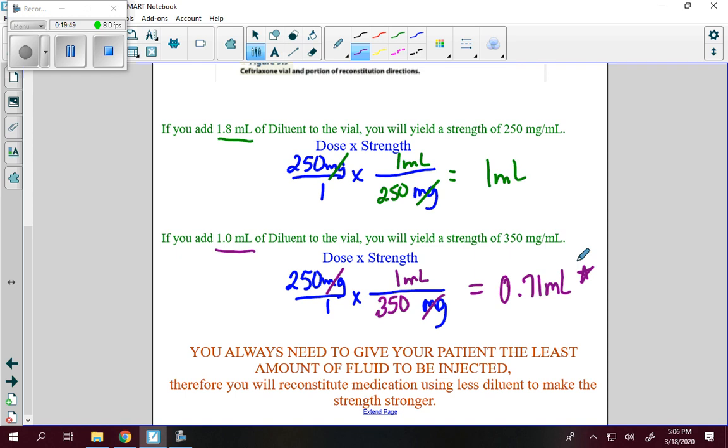Just like capsules and pills and stuff. You wouldn't give somebody 5 pills when you can give them 1. Just like milliliters here, you wouldn't give them 1 milliliter when you can give them just 0.71 milliliters. So you always need to give your patient the least amount of fluid to be injected. Therefore, you'll reconstitute the medication using less diluent to make the strength stronger.